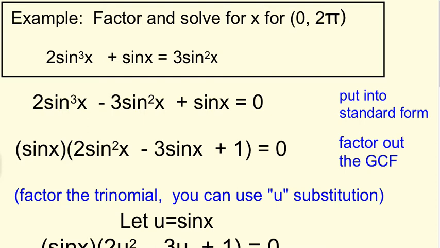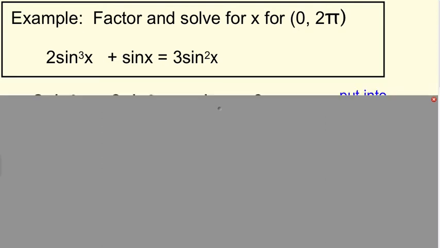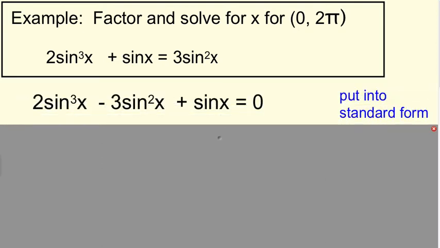Second question here, we want to factor it. This one's a little more challenging of a factoring problem. We want to solve it from 0 to 2 pi. So the first thing we're going to do is put it in standard form, from the highest degree term down to the lowest term. So we're pushing this 3 sine squared of x over to the left. So now we have 2 sine cubed of x minus 3 sine squared of x plus the sine of x equals 0. All right, we have now put it in standard form.